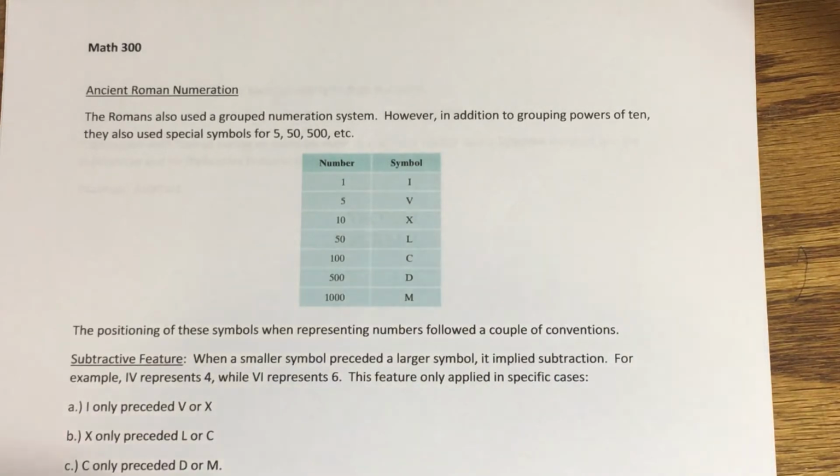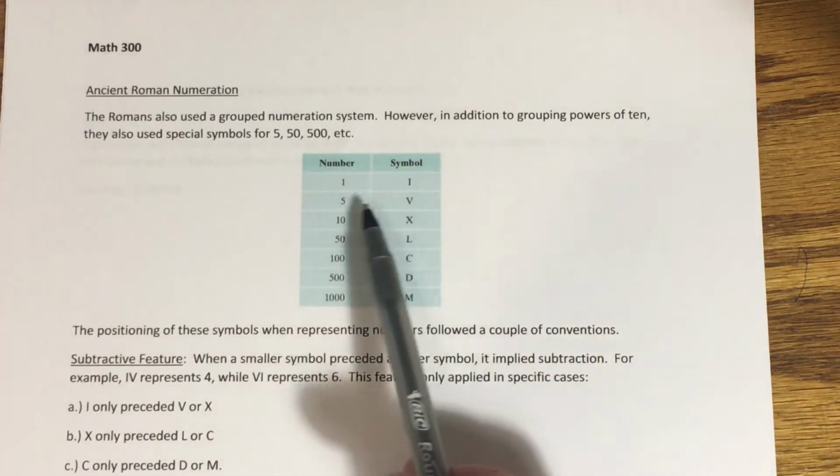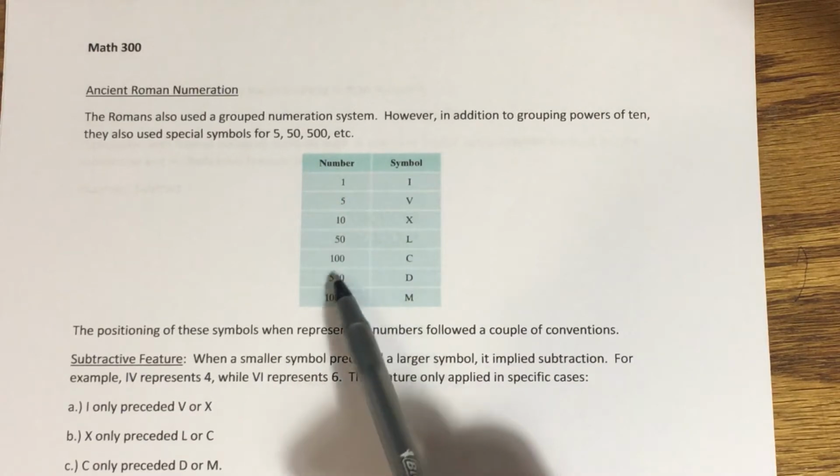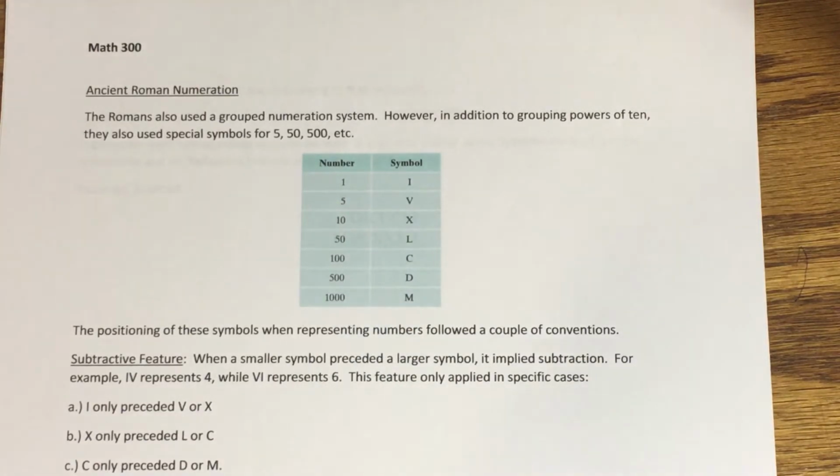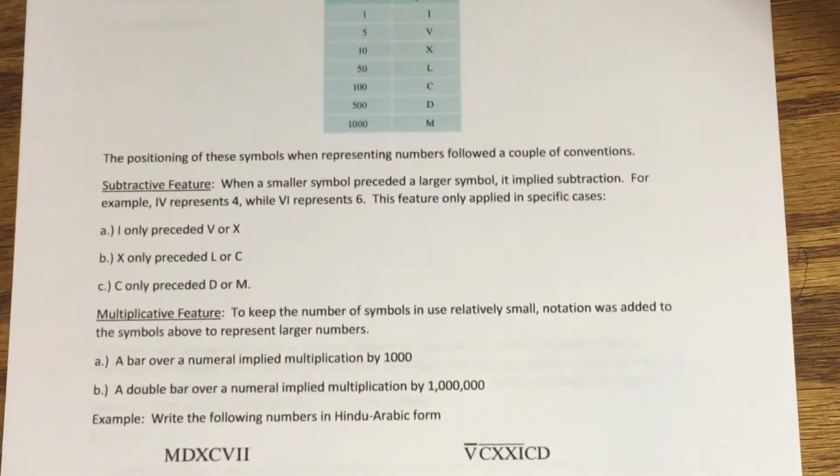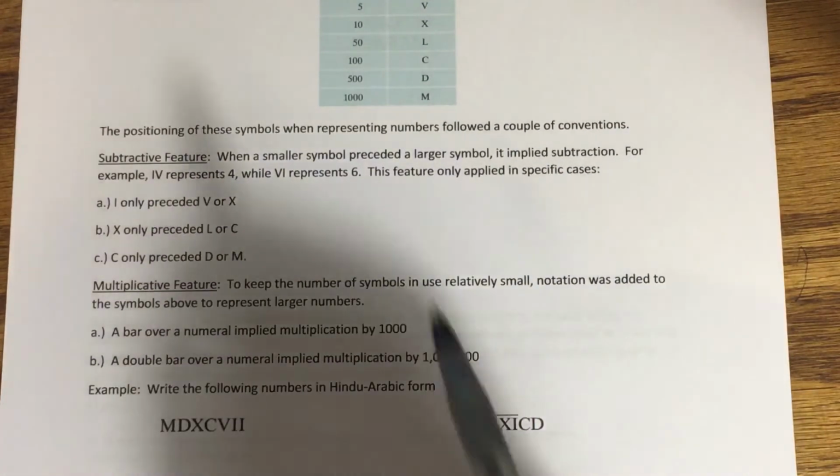It's got some similarities to the Egyptian numeration system in the sense that we're grouping things in powers of 10, but then they go a little bit further and they also go in between the tens and come up with symbols for 5, 50, 500, things like that. Okay, now Roman numerals also follow a couple of conventions that you don't really see elsewhere, and it takes a little bit of practice to get used to these, but we're going to define them here and then take a look at an example.